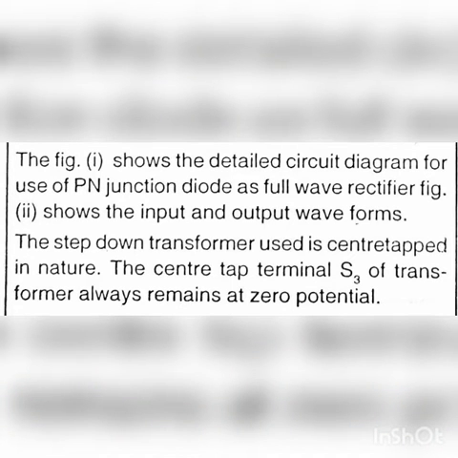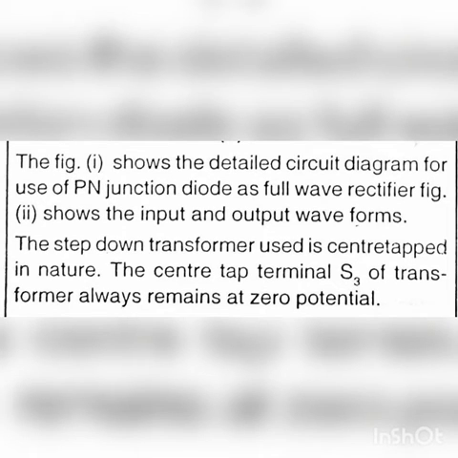The first figure shows the detailed circuit diagram for the use of PN junction diode as full wave rectifier. Figure second shows the input and output waveform. The step down transformer used is center tapped in nature. The center tap terminal S3 of transformer always remains at a zero potential.